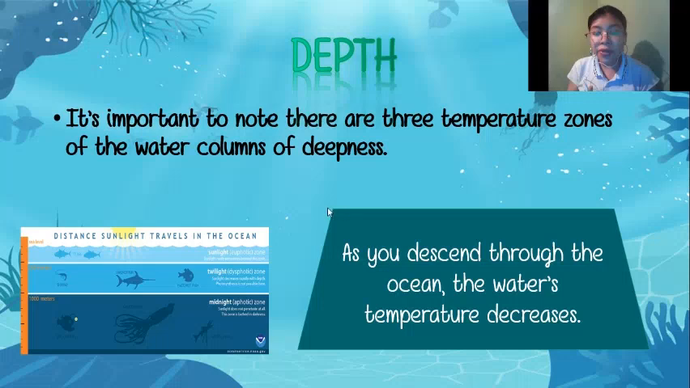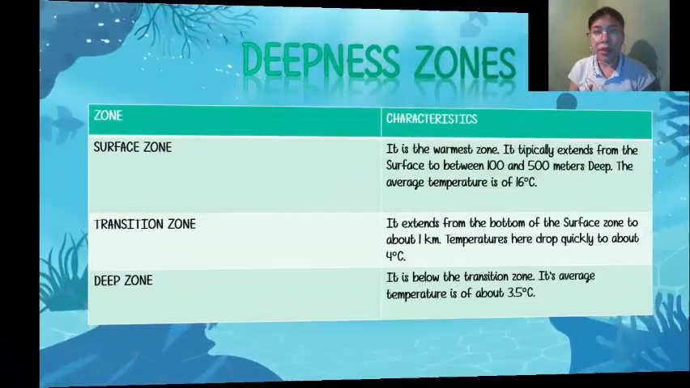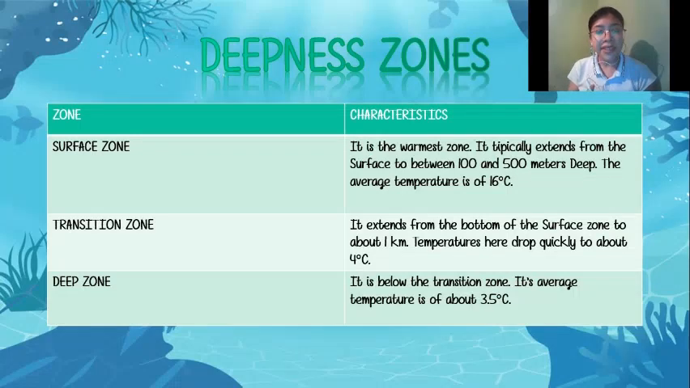As you descend through the ocean, the water's temperature decreases. So as we said before, at the surface it is warmer, and then when we go down and down, the water will be colder. Here we have deepness zones. So here we have an explanation of these three deepness zones that we checked in the previous slide.